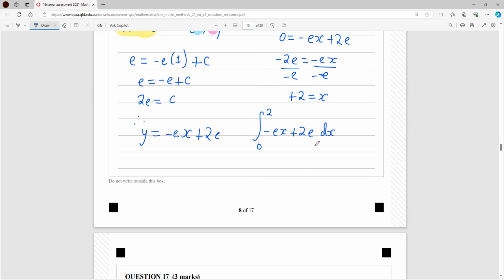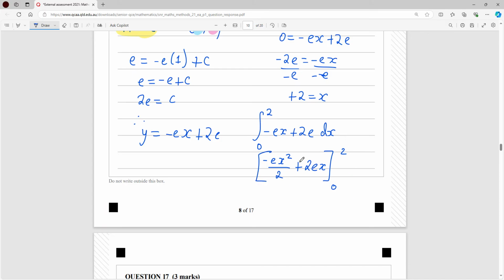okay? Now when integrating this, it's actually fairly easy. We just add 1 to the power and divide by the new power. So the first one here will be negative ex squared divided by 2. Then we're going to have just plus 2e and attach an x to it because that has no x's involved, okay? So you're just adding an x because you're integrating. Then you have the bounds 0 and 2. And then you just substitute them in.